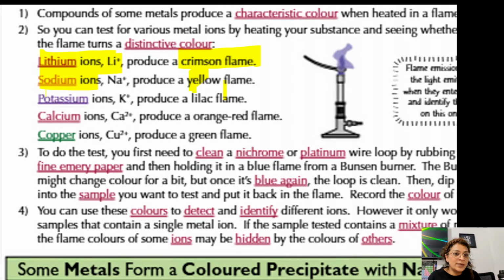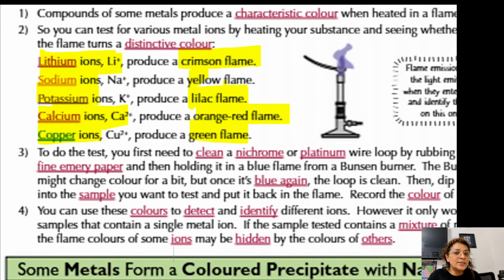Potassium ions, come on, let's go. Only 3 people are chatting. This is not good. You can see the answer on the screen. Very good. Potassium ions are lilac. Calcium 2+ ion. Very good. Come on. Orangey. Come on, Sophia. Red, orange. Well done. Copper ions give a green color flame.